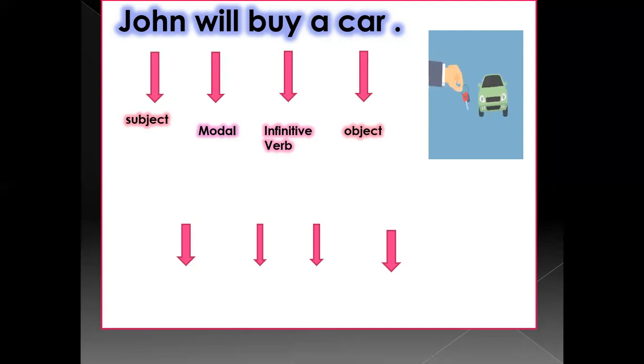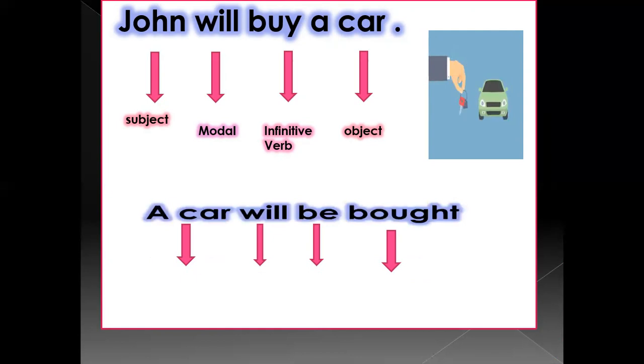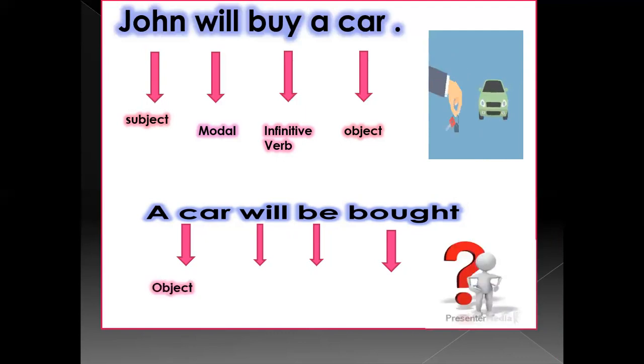Okay, I want to give you another sentence. A car will be bought. Again, a car will be bought. So who can give me the difference between the first and the second sentence? Look at these sentences and give me the difference. What do you notice here? Excellent. So instead of the subject, the second sentence starts with the object. Okay, so John will buy a car.